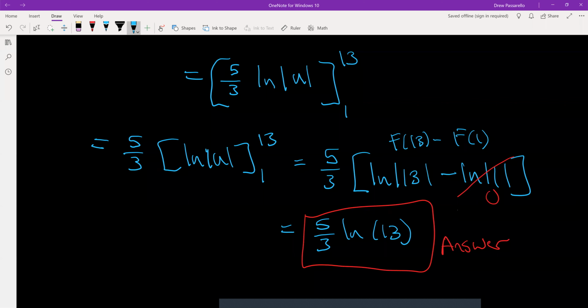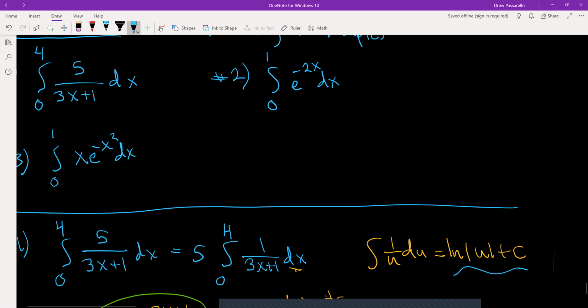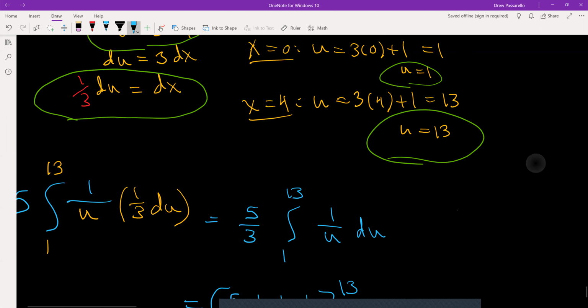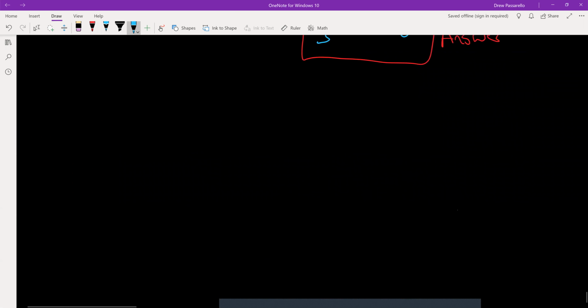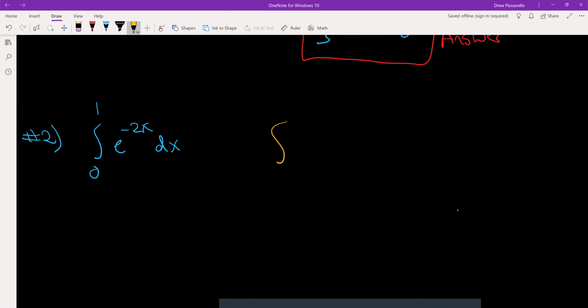All right, the next two examples have e involved, so I'm going to use the exponential integral. So let's see, so number 2, integral from 0 to 1 of e to the negative 2x dx. Well, integral of e to the u du is equal to e to the u. Now, in this case, u is negative 2x.